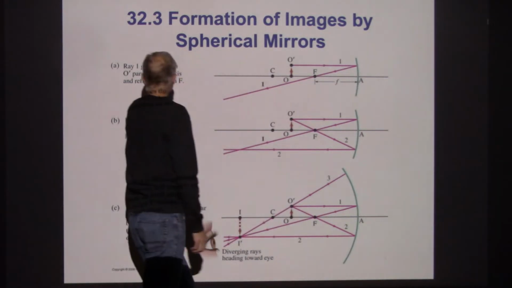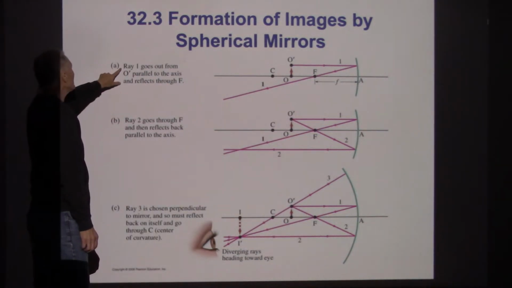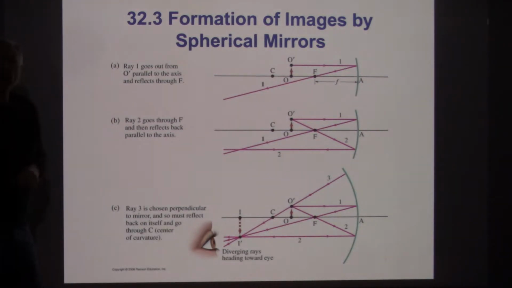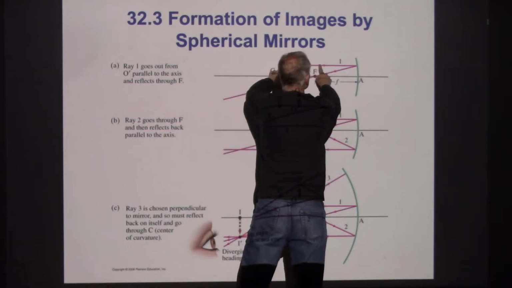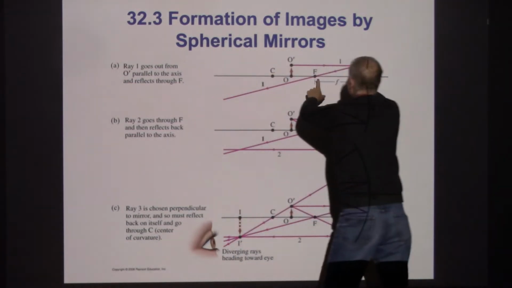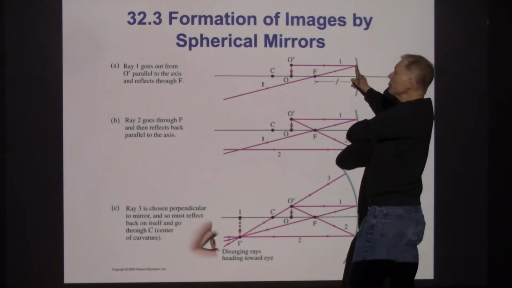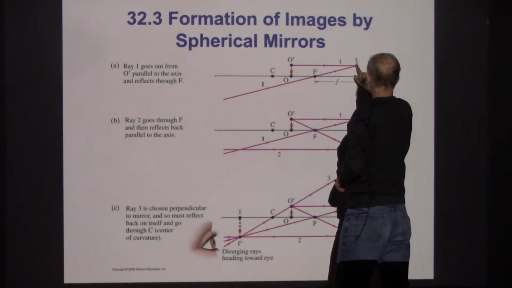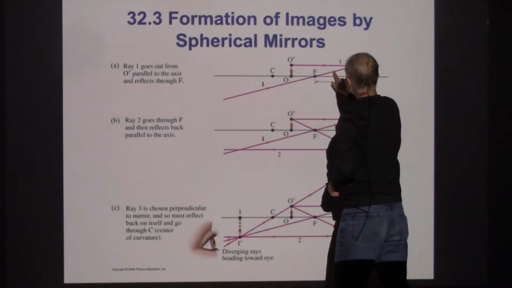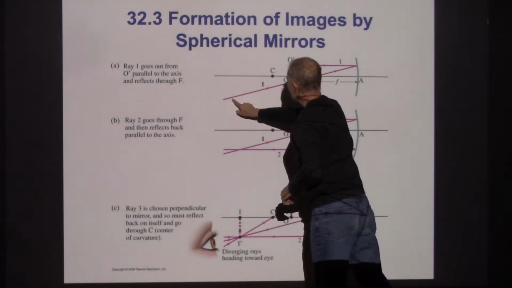So the first ray that we draw that's very useful is, let's take a ray that just runs parallel to that principal axis. So we'll have one of the paths where the light comes in parallel. Now what we know from the definition of a focal point is that if light is coming in parallel to that principal axis, that reference axis, it's going to reflect back through the focal point.